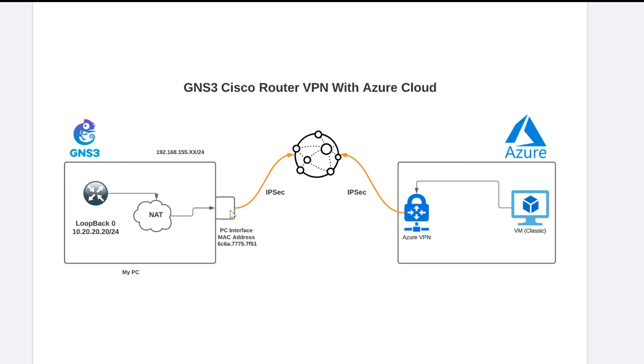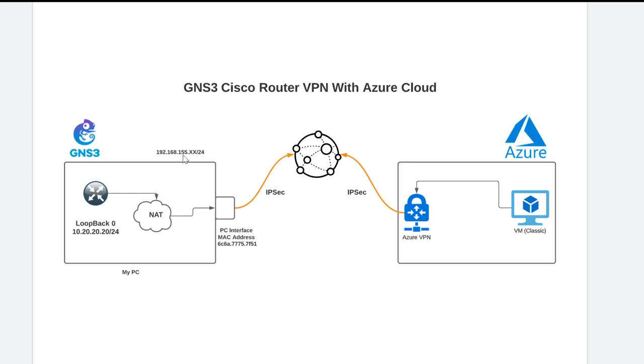Okay, so we need one more thing here. We need to get the MAC address of the physical computer. This is my physical computer's MAC address, as you can see here. I want to configure this MAC address inside this interface, which will be GigabitEthernet 0/0 here, so the router can establish the connection for the VPN. This part will be in my computer.